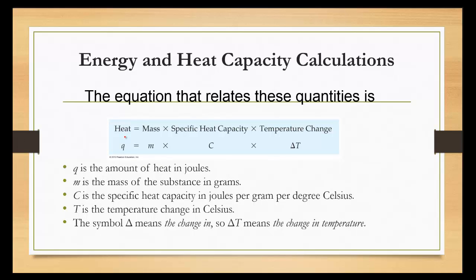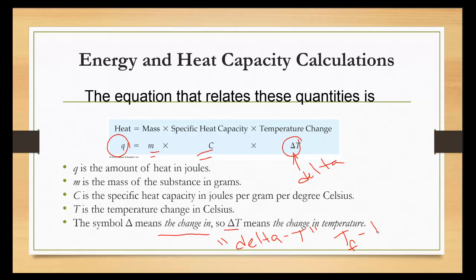So here's the equation that relates these quantities. Q is the amount of heat in joules, m is for mass in grams, c is the specific heat, and notice this triangle here. That is representative of the Greek letter delta, and it's an abbreviation used in science to mean the change in. So triangle T, delta T is how you say it, and it means the change in temperature, and that's always the final temperature minus the initial temperature, how the temperature changes.